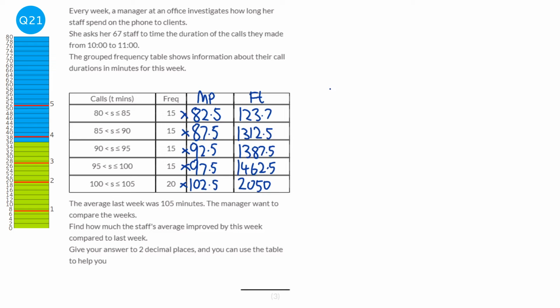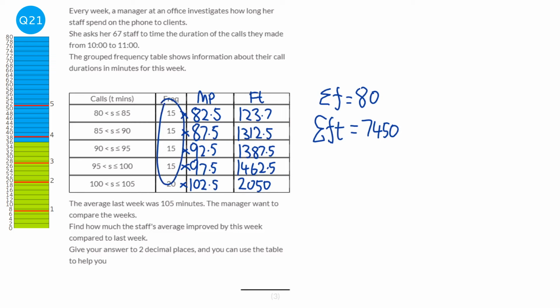Right, next we need to add up the frequencies and add up the FTs. So we're going to have the sum of the frequencies. I'm just adding all this column up, and that will be 80. And we have the sum of the FT. We're going to just add this column up here, and that would be 7,450.